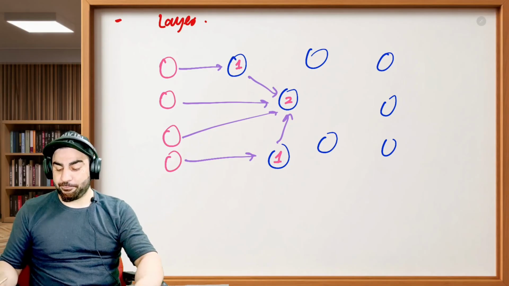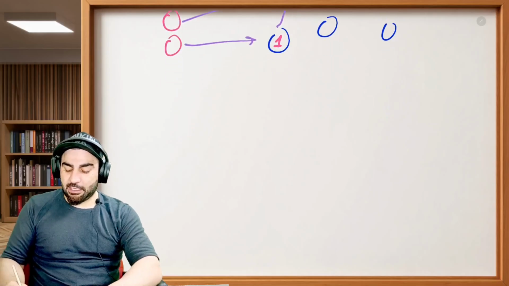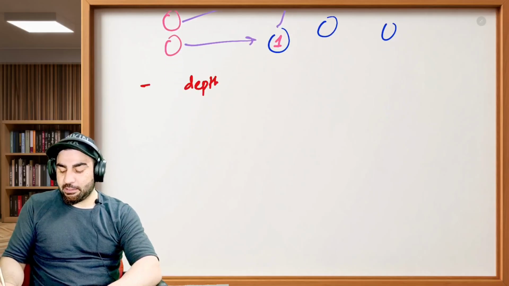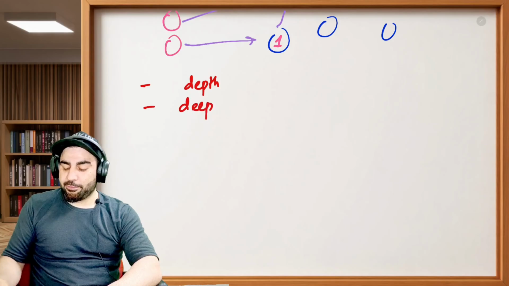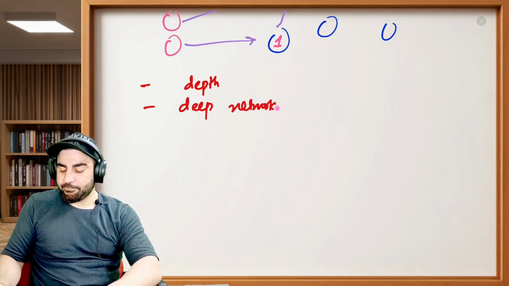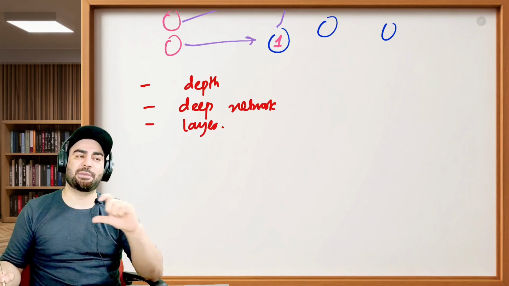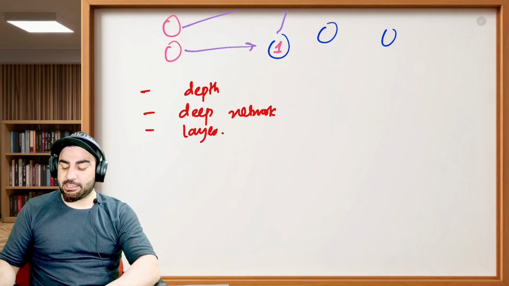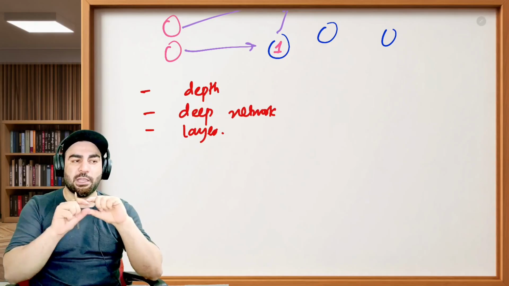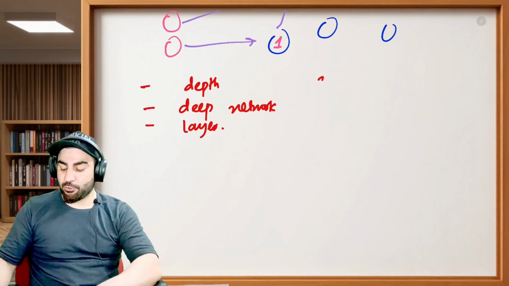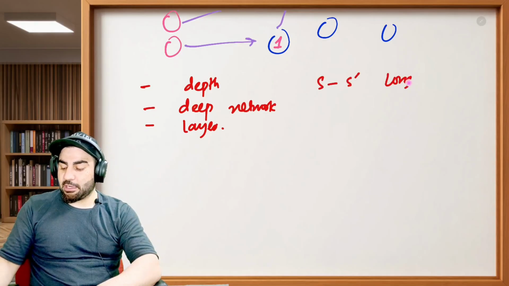Is that clear? So we discussed 3 terms. First we discussed what is depth, then what is the meaning of a deep network, and then how to demarcate these neurons, how to assign them layer numbers. Depth is the number of edges on the longest path from source to sink. From source to sink, find the longest path and count the number of edges on that.